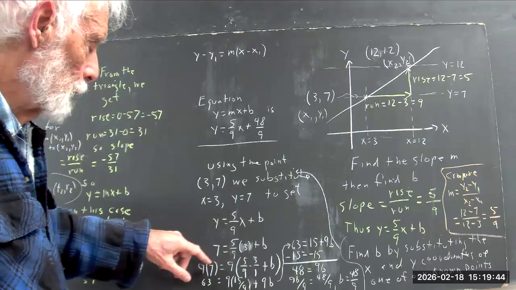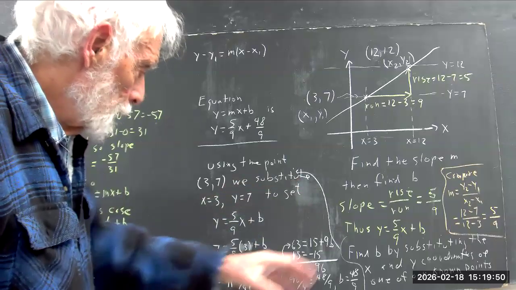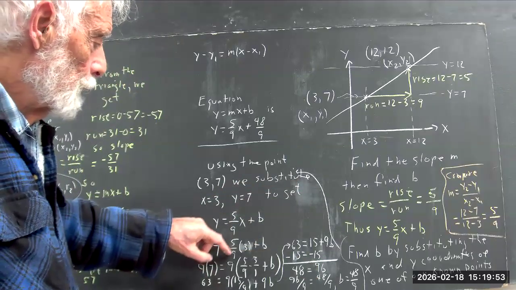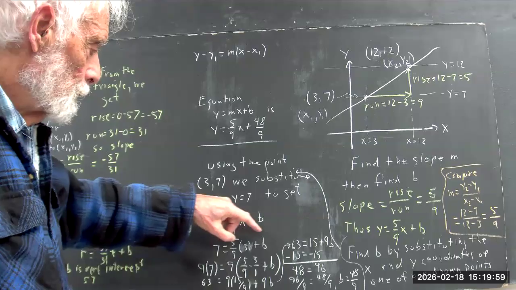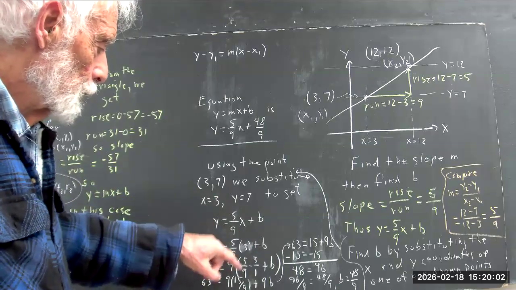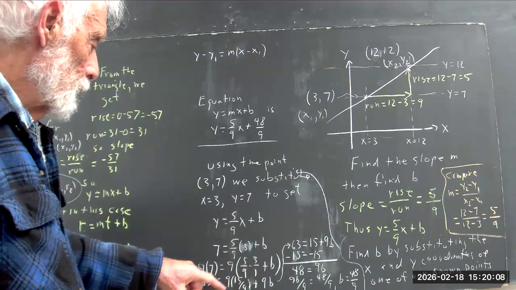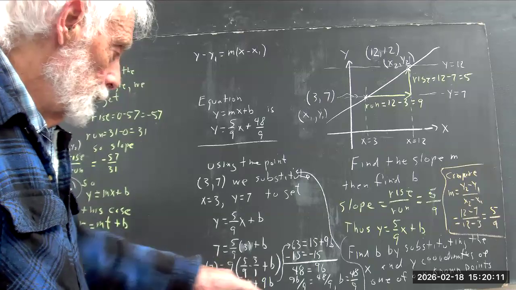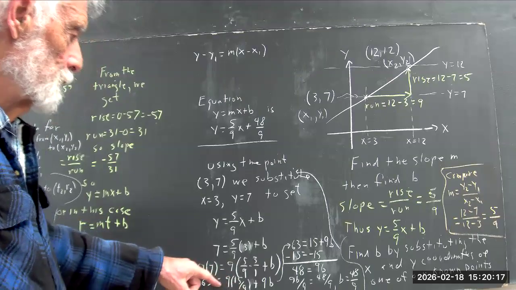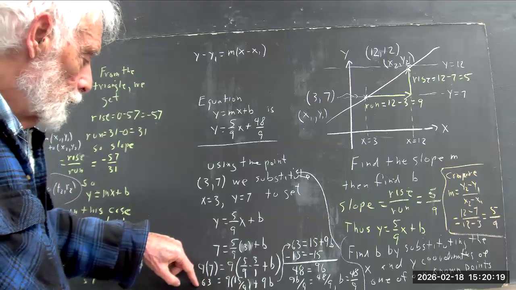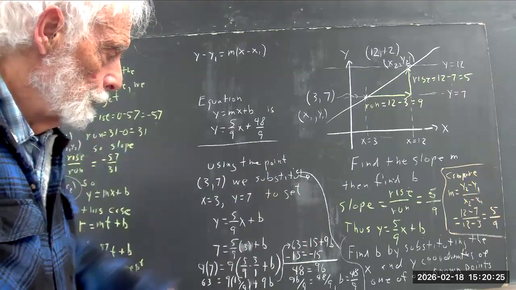If we multiply the left-hand side by 9, we get 9 times 7, which is just 63. If we multiply the right-hand side by 9, well, we've got to multiply the 5/9 of 3 by 9, and we've got to multiply b by 9. So it's 9 times the quantity 5/9 of 3 plus b, which becomes 9 times 15/9 plus 9b. Multiplying through by 9. And then 9 times 15/9 is just 15. Our left-hand side is still 63. So we get 63 equals 15 plus 9b.